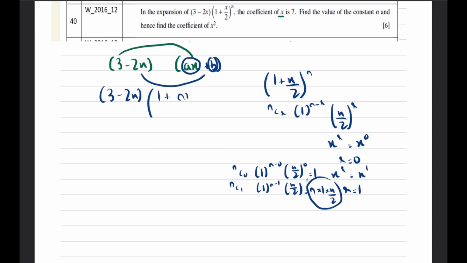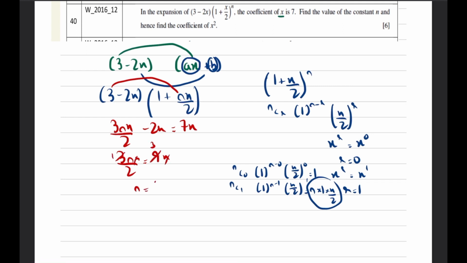1 plus nx upon 2. Now I know that the coefficient of x is 7. So this multiplied with this, 3nx upon 2 minus 2x, is equal to 7x. 3nx upon 2 is equal to 9x. x cancels, this and this cancel out. n is equal to 6.